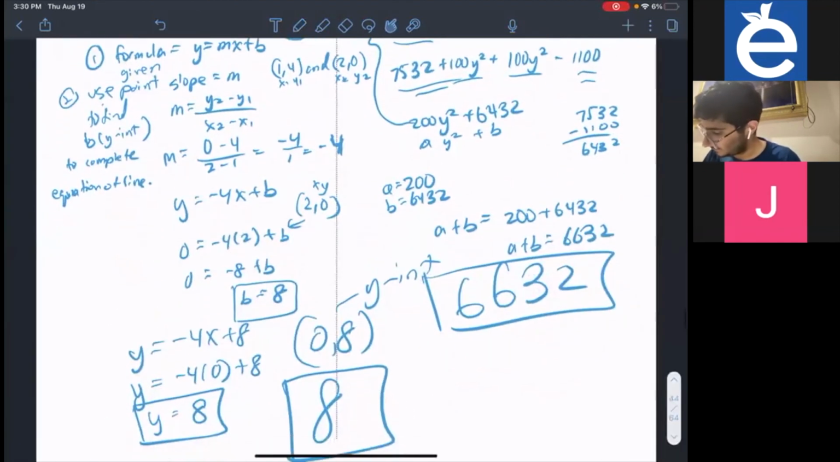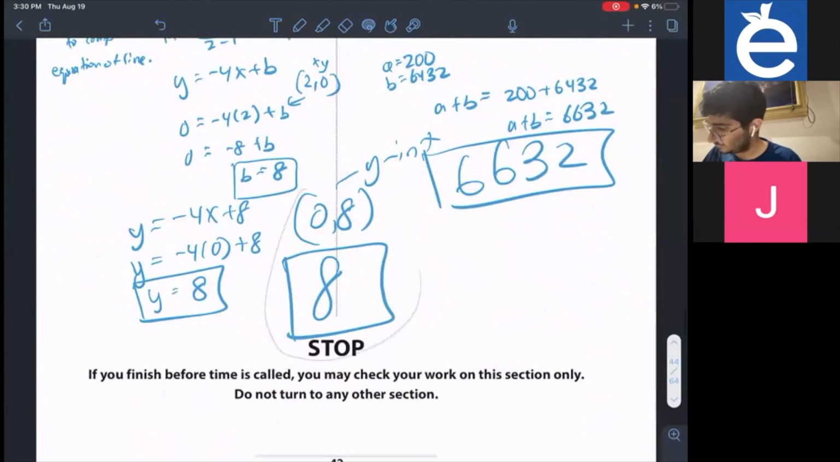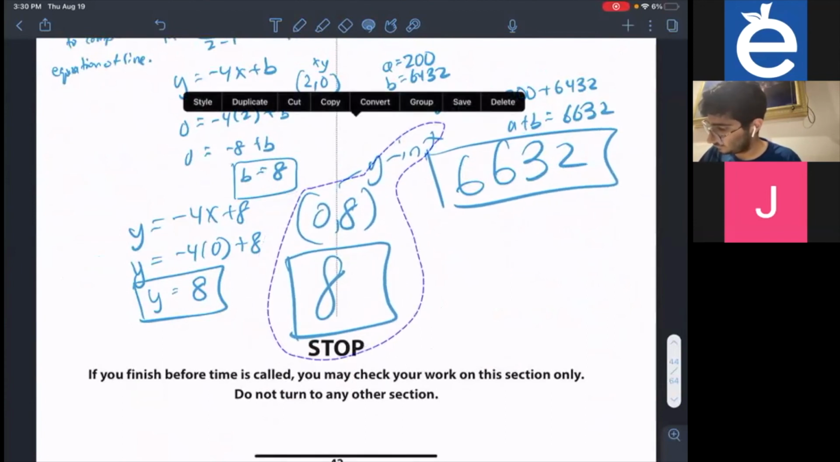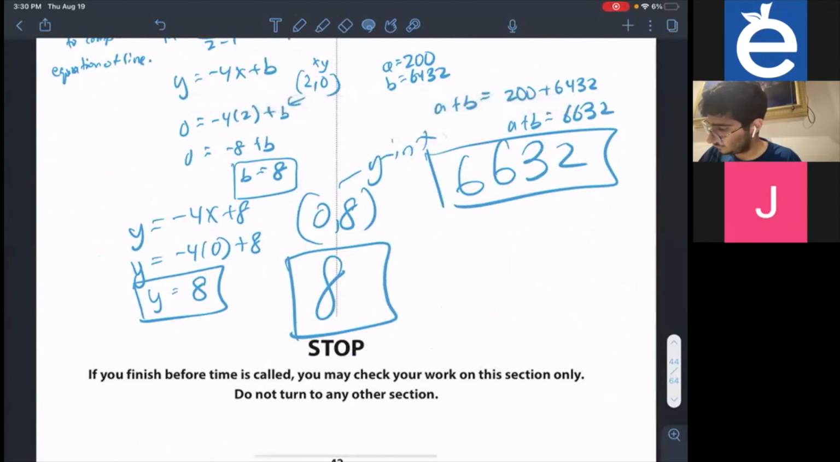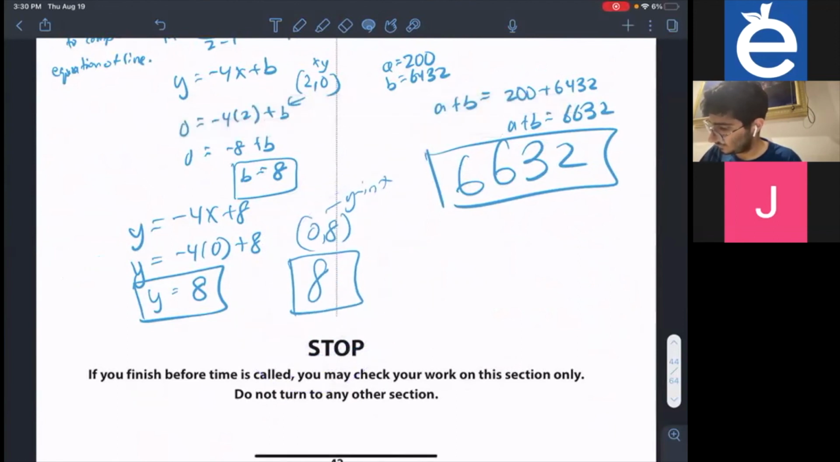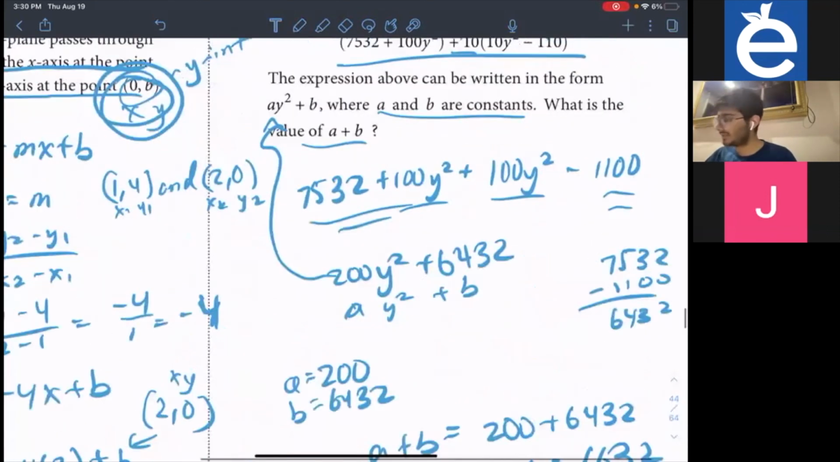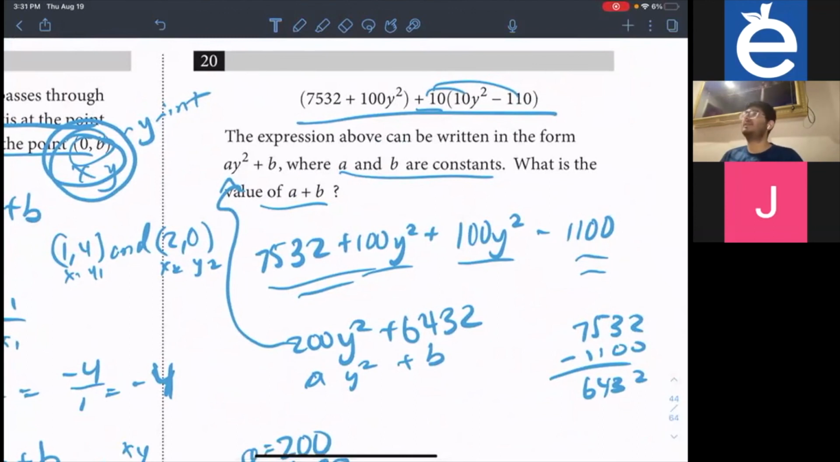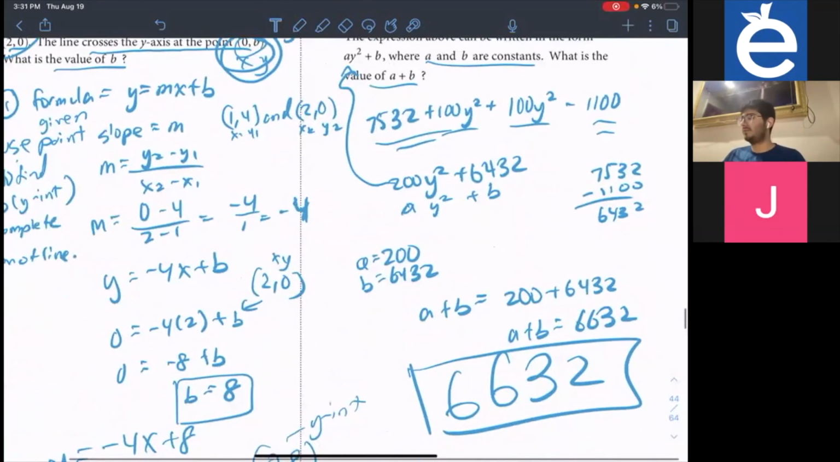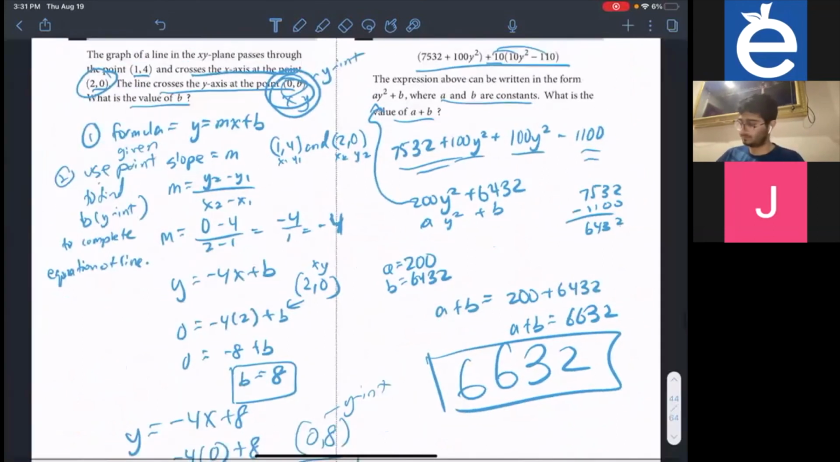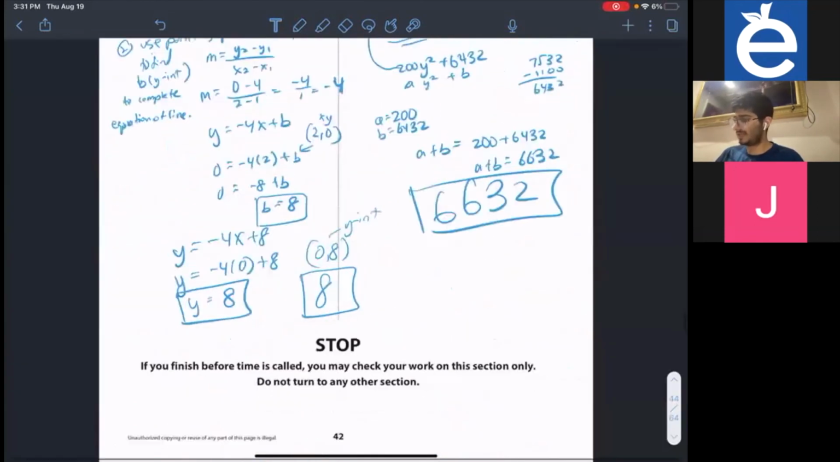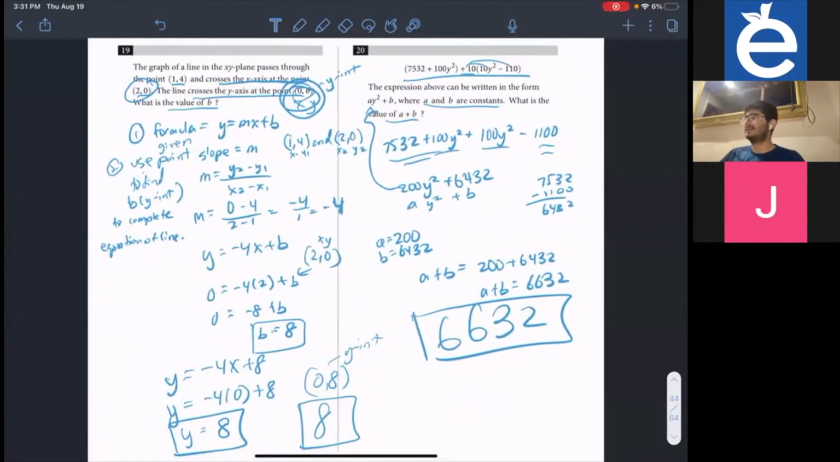So this is our answer: 6,632. You basically have to combine like terms. You have to distribute the 10 and then combine like terms and then understand what constant they were looking for. In this case, they were looking for a plus b. So you just find the value of a and b and combine them to get 6,632. And so yes, now we are done with practice test 7 of the no calculator section for the math.